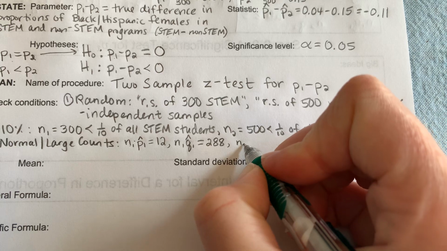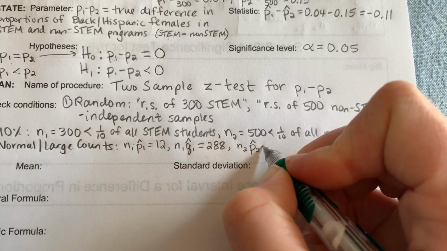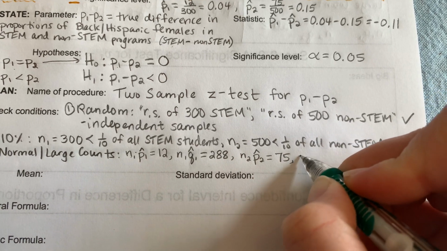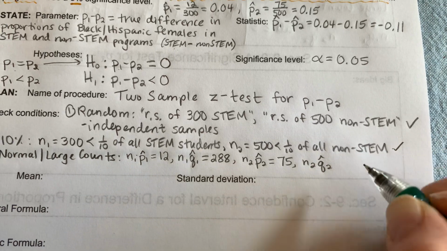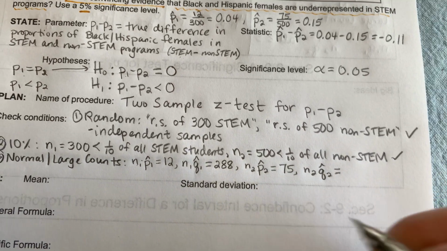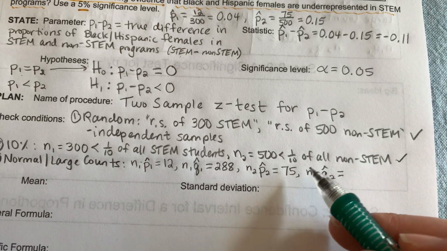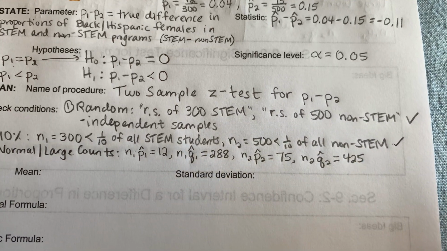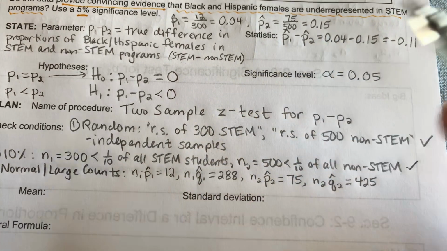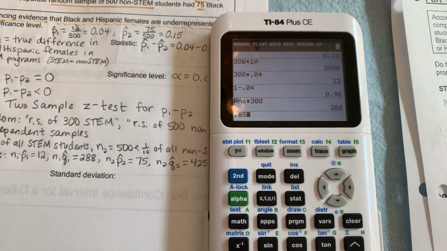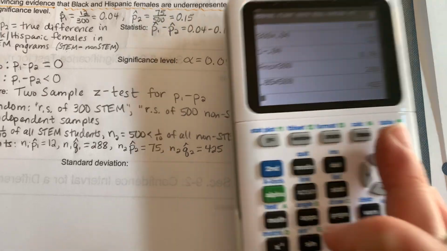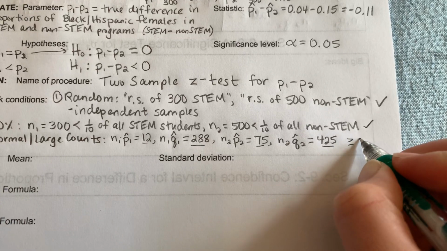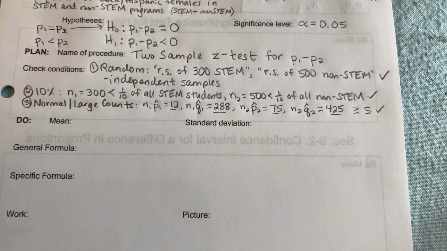Then I also have to check that for the second sample. So n2 times p2 hat is going to be, again, the number of Black and Hispanic females for non-STEM students, which it said was 75. And then n2 times q2 hat. This is going to be the non-Black or Hispanic females in the non-STEM students. So 500 minus 75 would be what? 425? Or again, you could take 1 minus 0.15, which is 0.85, and multiply 0.85 times 500. Either way, you get 425. So I look at all four of those values, 12, 288, 75, and 425. Those are all greater than or equal to 5, so my large counts condition is met.